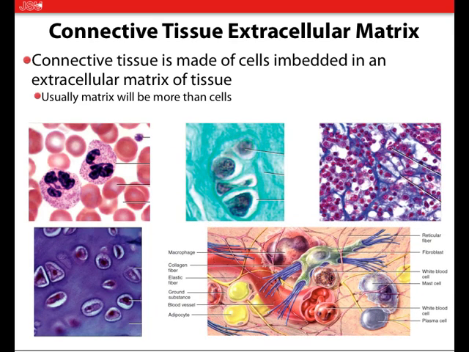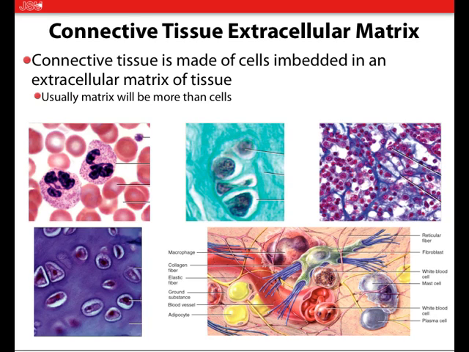So here we go. We have cells and extracellular matrix. For blood, the extracellular matrix is plasma. The cells are red blood cells and white blood cells. Cartilage. Now, one thing here, the extracellular matrix defines the tissue type.